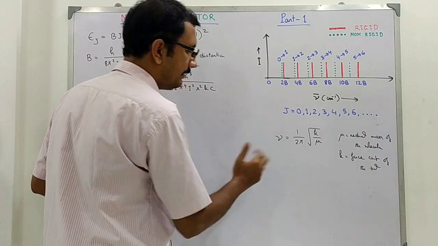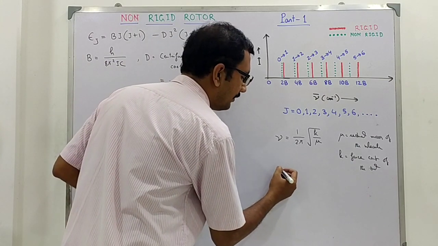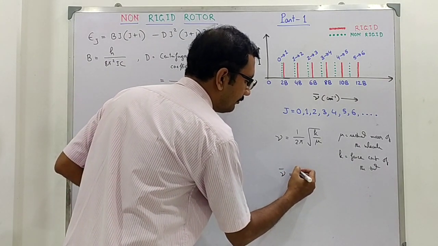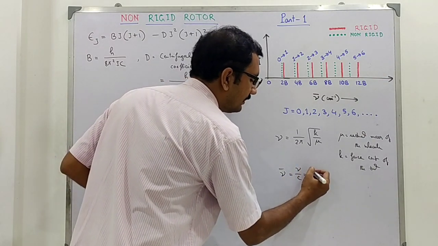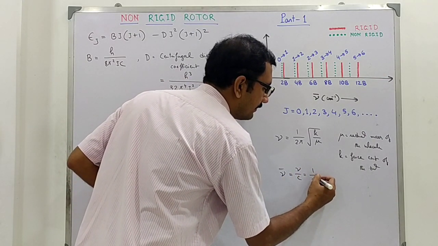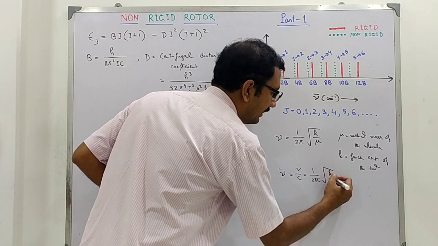So, this is the fundamental vibrational frequency with which the bond will vibrate alongside rotation. Now, if we change it to the wave number mode, it will be nu by c, number of waves per centimeter, and that will give you 1 by 2 pi c root over k by mu.